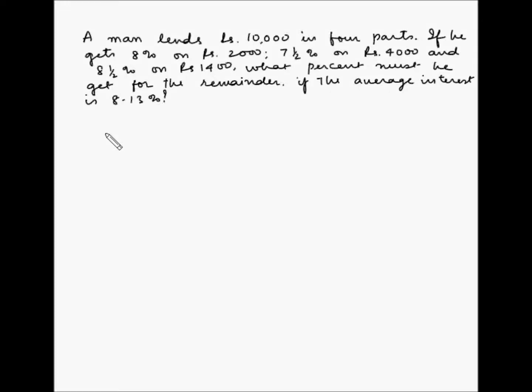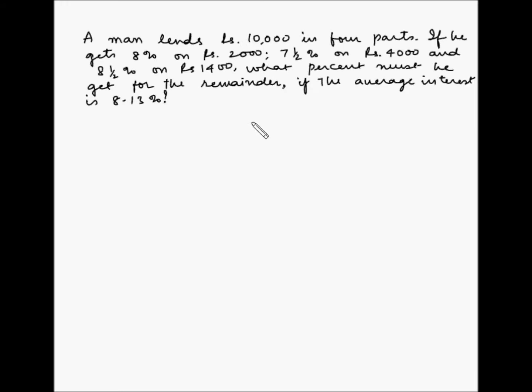A man lends rupees 10,000 in 4 parts. If he gets 8% on rupees 2,000, 7.5% on rupees 4,000, and 8.5% on rupees 1,400, what percent must he get for the remainder if the average interest is 8.13%? So this person here has a total amount of 10,000 rupees with him.